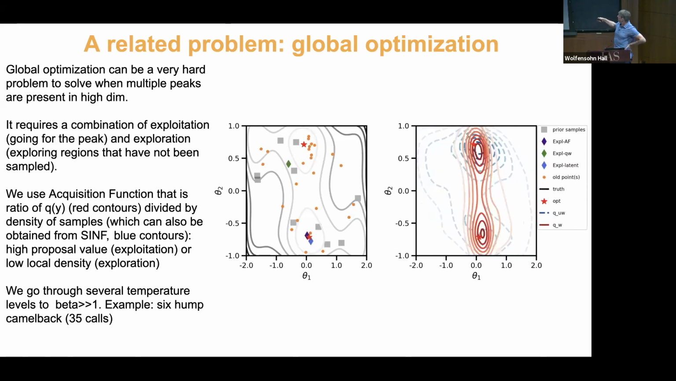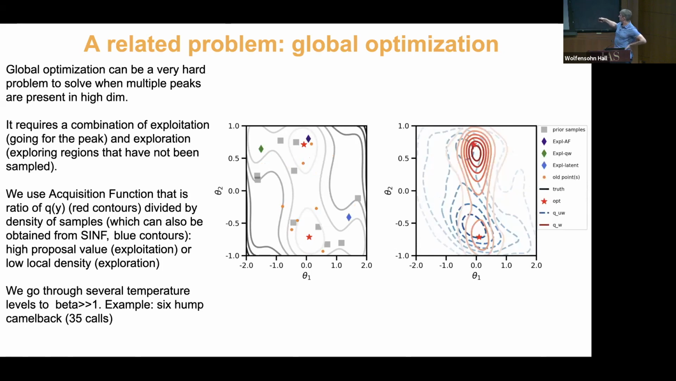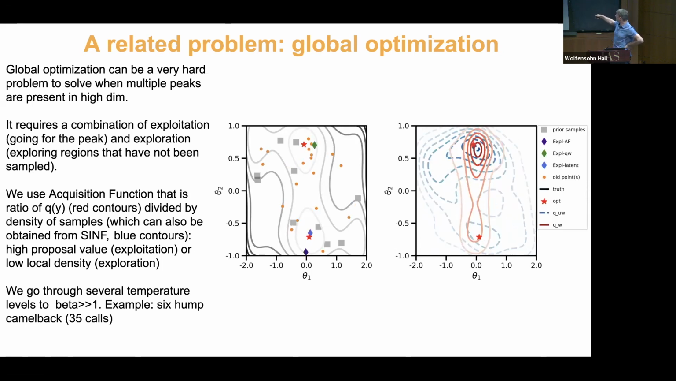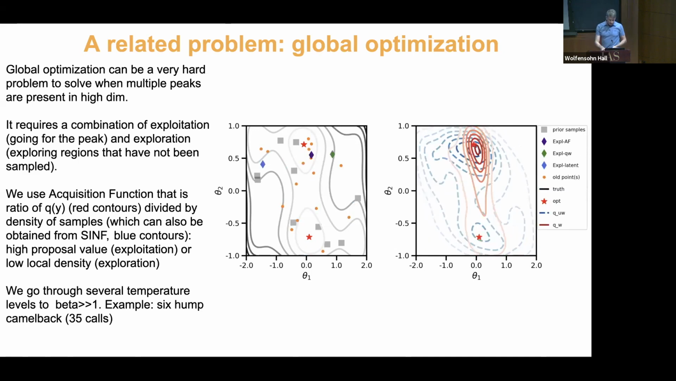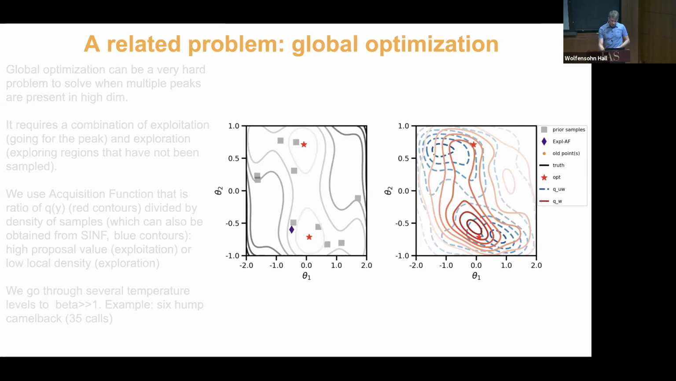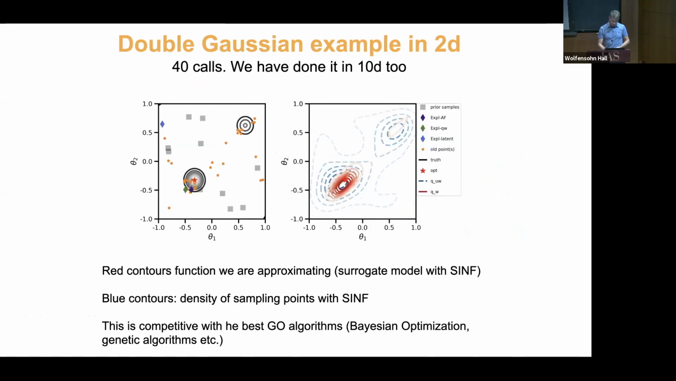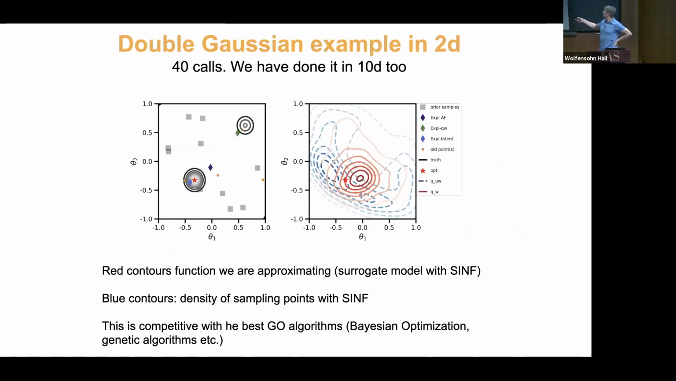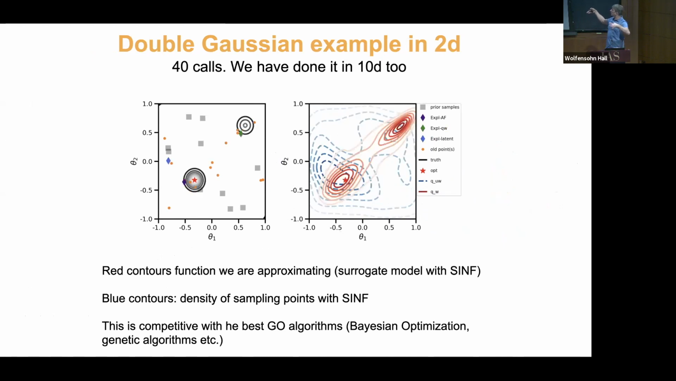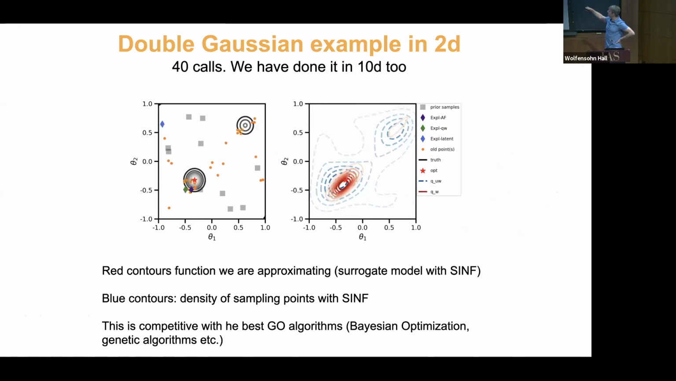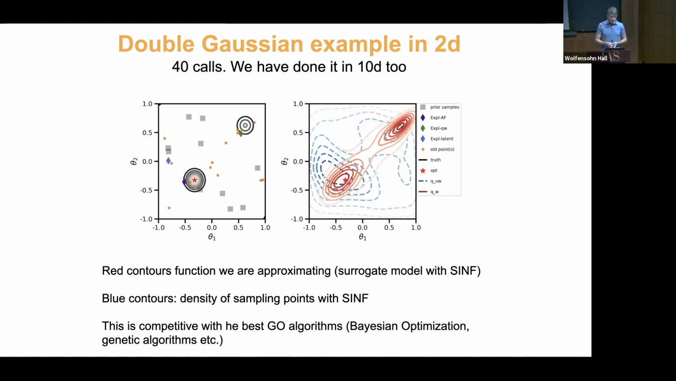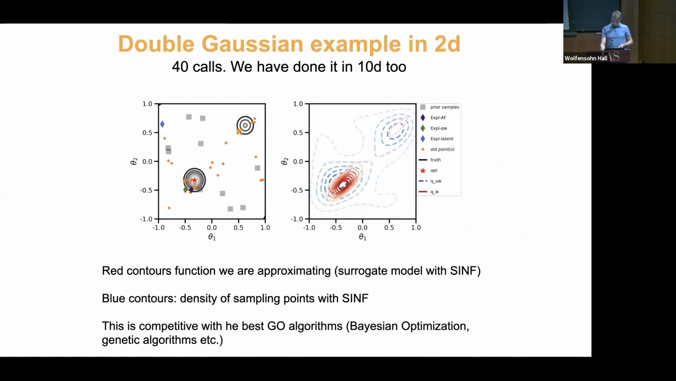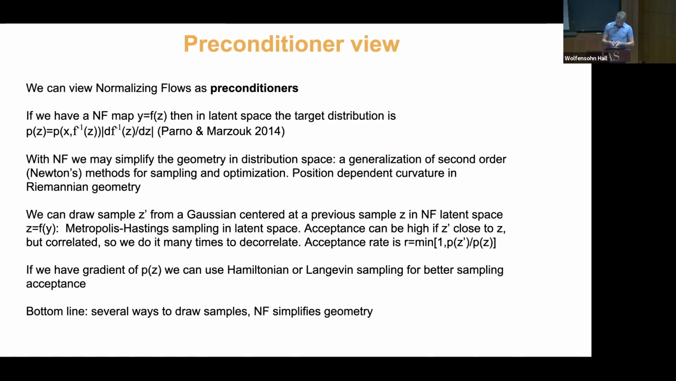And these are, for example, this 6-hump, which has two peaks. And basically, the bottom line, you get correct results with about 35 calls. Let's have another one. A double Gaussian, similar story, right? So as we zoom in, we zoom into the right answer, which is here in this case. So this seems to be working. It seems to be competitive with the state-of-the-art methods. Okay, so there is something.